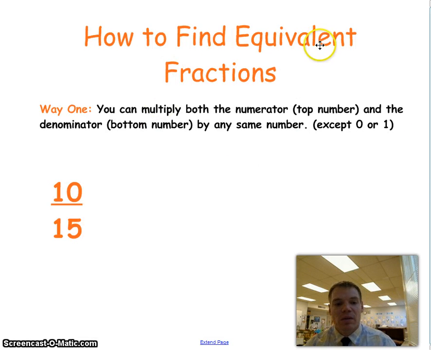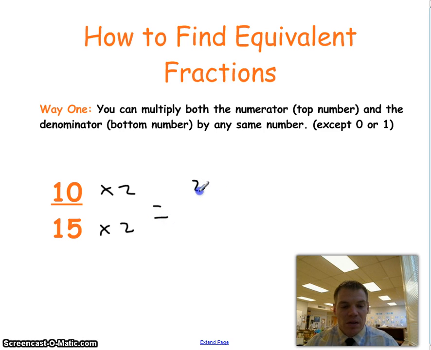So how do we find equivalent fractions? One way is you can multiply both the numerator, the top number, and the denominator, the bottom number, by the same number. So for example, if we were trying to find an equivalent fraction, we could multiply the top by 2 and the bottom by 2.